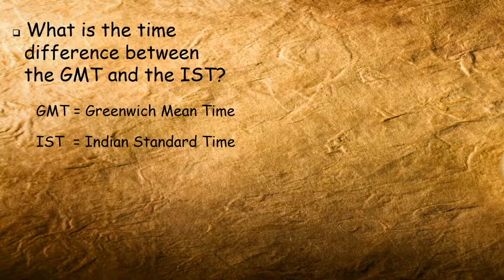Also, we have studied that the longitudinal difference between Mirzapur and the United Kingdom's Royal Observatory at Greenwich makes an exact time difference of 5 hours 30 minutes. So the longitudinal distance between London and Mirzapur is the reason for the difference in the time. So the time difference between the GMT and the IST is 5 hours 30 minutes. So the Indian Standard Time is 5 hours 30 minutes ahead of the Greenwich Mean Time.